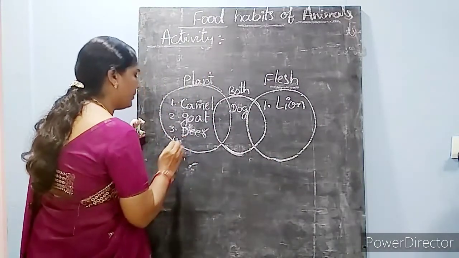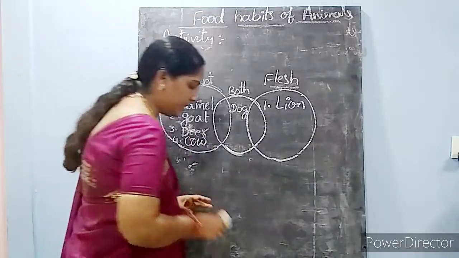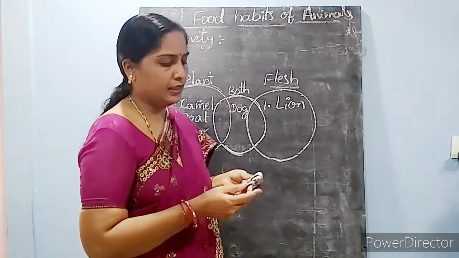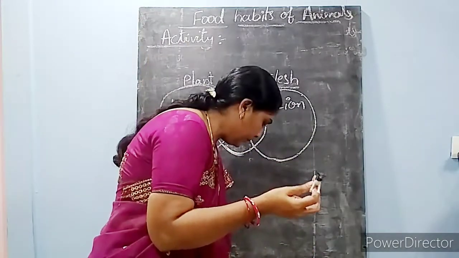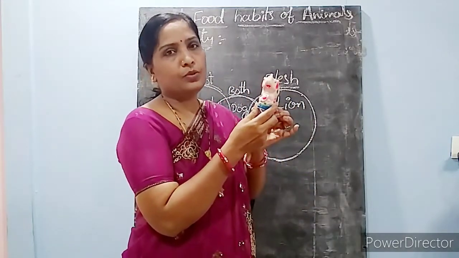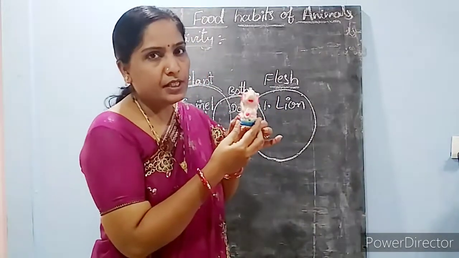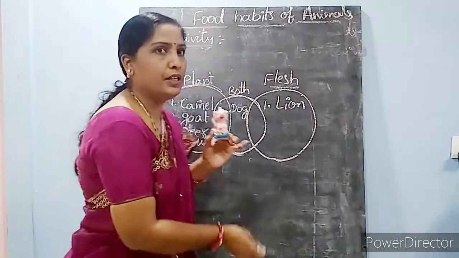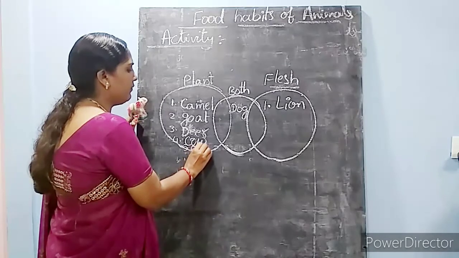So again, under plant-eating animals, we got one more animal. And the last animal, this is also a cow. It eats plants. And the last animal is, which animal is it? Elephant. What does an elephant eat? Elephant also eats plants only. So right under plant eating animals, elephant.